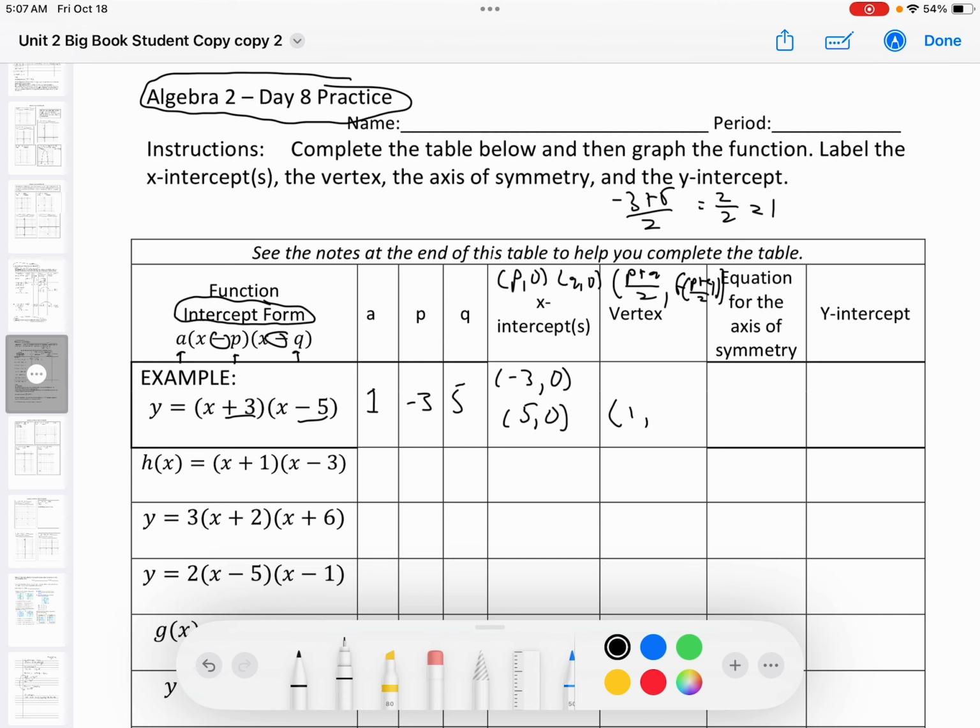Then we need to substitute that back into the function and solve. So here, if x is 1, we would have y equals (1 plus 3) times (1 minus 5). 1 plus 3 is 4. And 1 minus 5 is -4. So then we multiply 4 times -4, and that gives us -16. So (1, -16) would be our vertex.